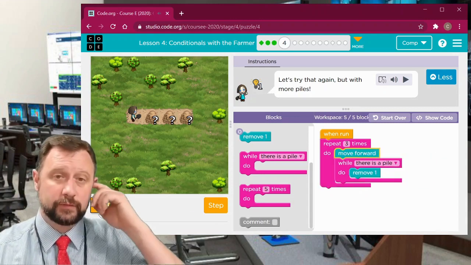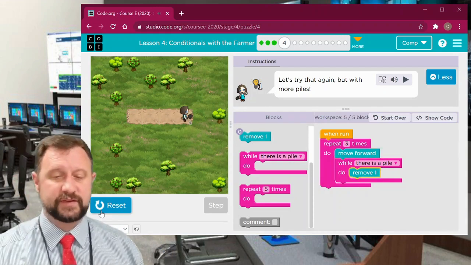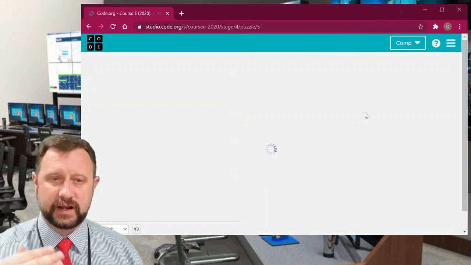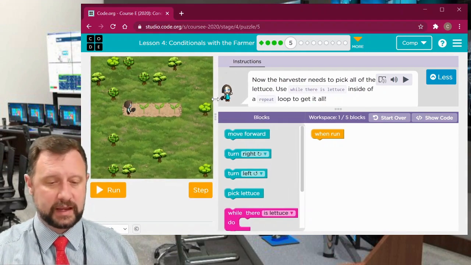Let's see. Go forward, and that one was a lot. Here's only 3. Here was 5. It doesn't matter anymore how big those piles are. As long as we have our conditional block in there, we'll just be able to pick and remove as much as we can.